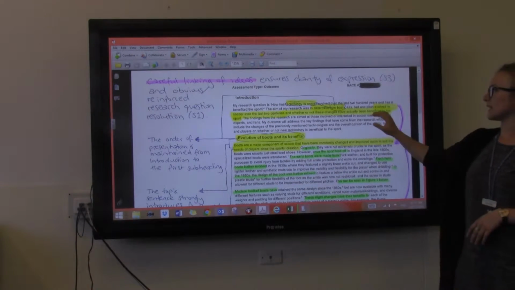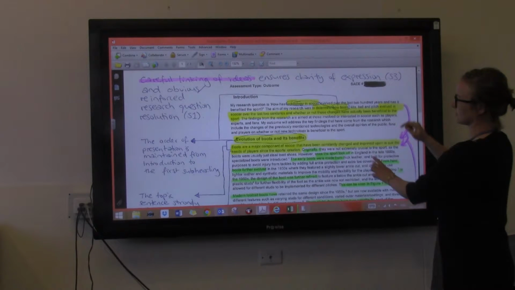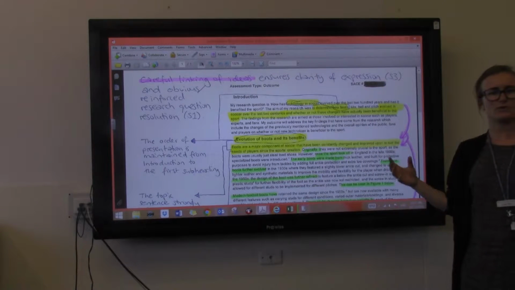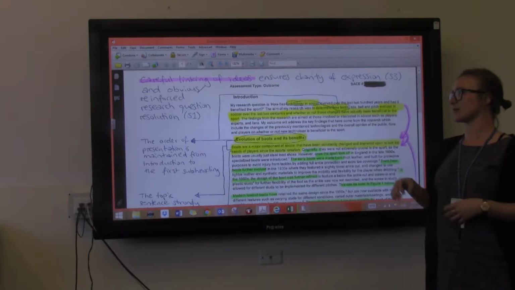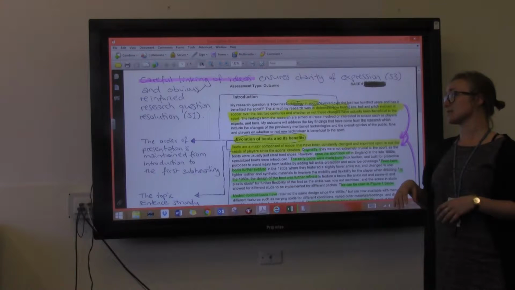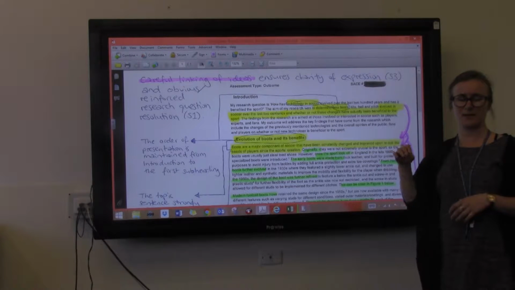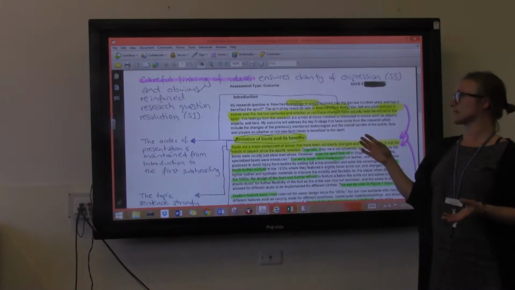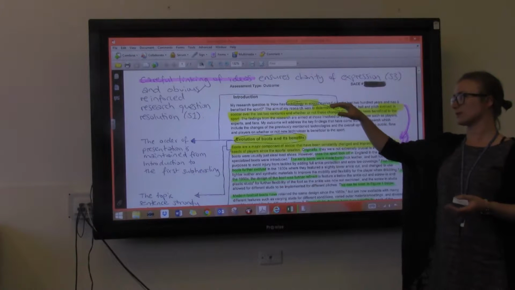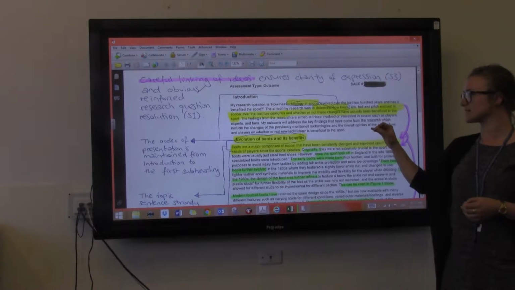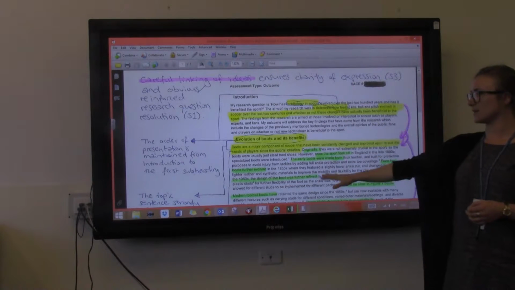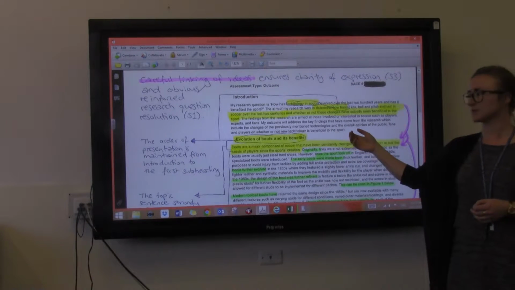So the writing that is in yellow is the most important thing in terms of creating and capturing the clarity of the expression. That means you want to have a really clear and explicit explanation of what the question is and what the findings are going to be, or that will be presented within the whole report if they're doing a report text type.